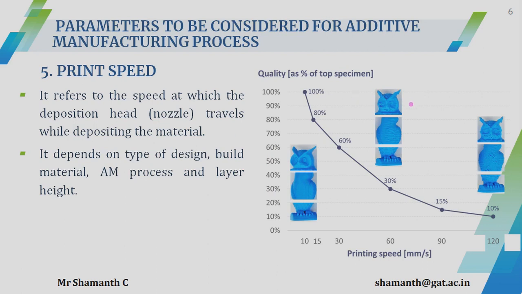If you are not bothered about the quality, then you can slightly increase the printing speed, say up to 50, 60 mm per second, and get a product that you can use as a prototype to understand how the product looks. There the quality has to be compromised. If you do not want to compromise on quality, just start with a lower printing speed. That is one of the important parameters.